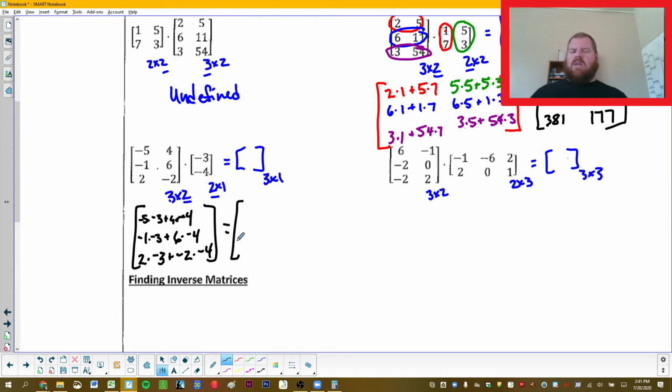Let's look at what all those entries will be. -5 times -3 is 15. 4 times -4 is -16. So that looks like a -1. -1 times -3 is 3. 6 times -4 is -24. So that's going to be a -21. 2 times -3 is -6. -2 times -4 is 8. So that's going to be 2. So that is our resulting answer for that one.